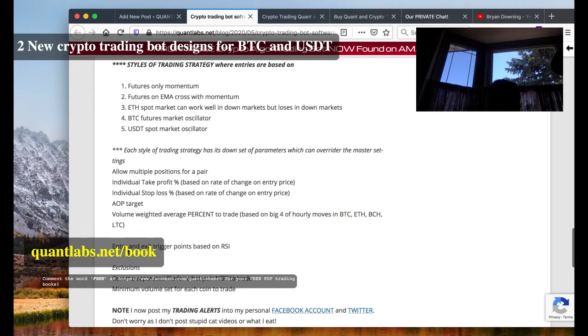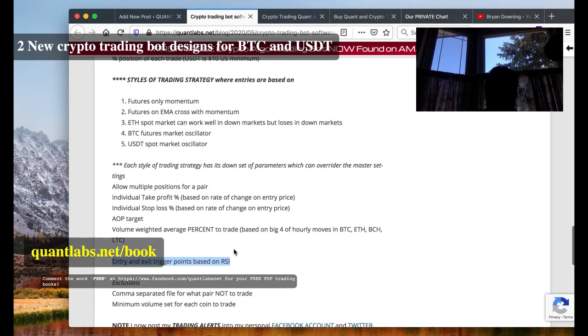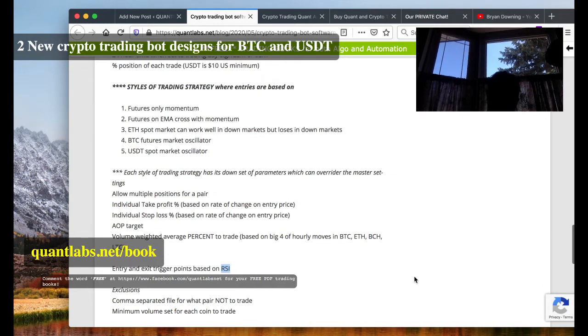Okay, now there's this one as well. RSI, I have played around with all the time. This thing works wonders for me. So on an individual level, there's the strategy style. You can set it so that you want your entry and exit to be set by the RSI. So when you get your signal, you will get the RSI as well.